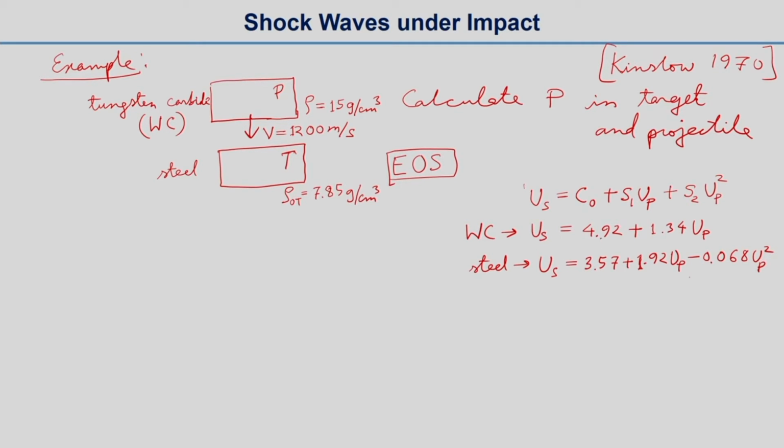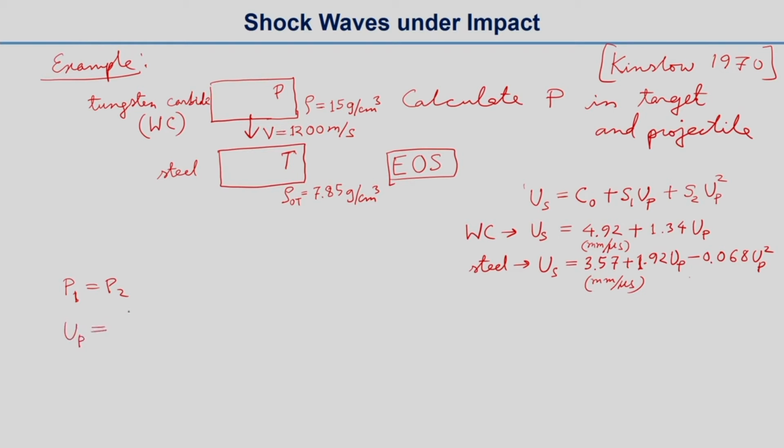The unit of these 3.57 or 4.92, we should understand that this is in millimeter per microsecond. This is again millimeter per microsecond, and S1 and S2 are dimensionless. So, what we will do now is, from our earlier derivations, the relations we discussed in the previous class, we need to set that P1 is equal to P2.